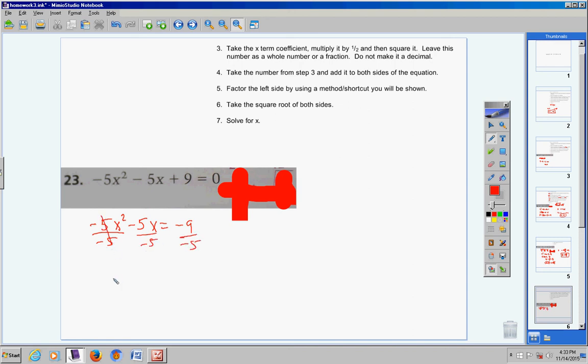These cancel, leaving you with x squared. These cancel. Now be careful, you have a negative over negative, so they cancel, leaving you with a positive x equals negative over negative is positive 9/5. So I divided everything like step 2 said to do by the x squared coefficient. Now step 3 is take the x term coefficient. Now look at your x term. You can't see the coefficient. What is it, guys? It's a 1, right? I'm sure it is. Take the x term coefficient, multiply it by 1/2, and then square it.